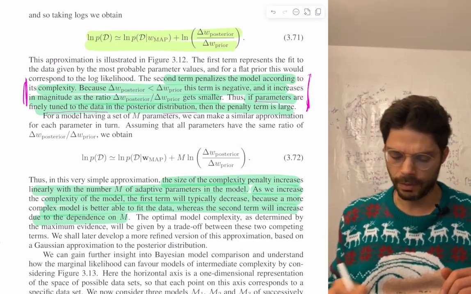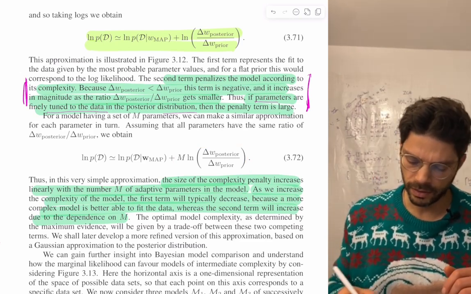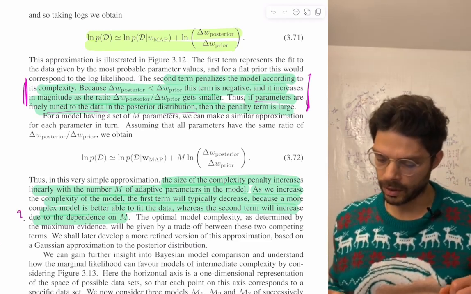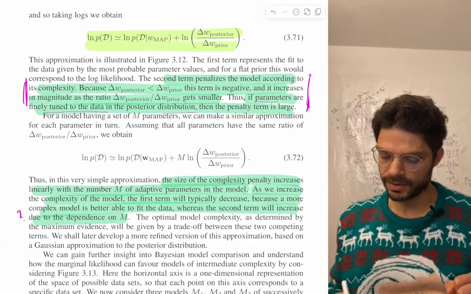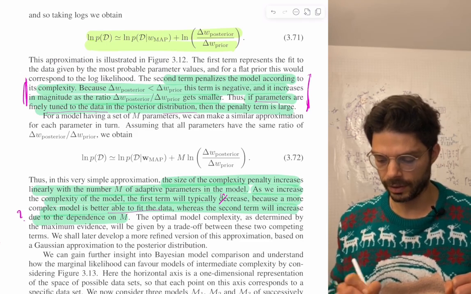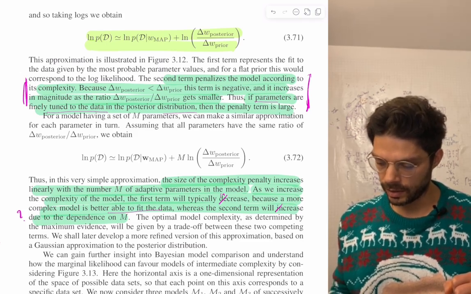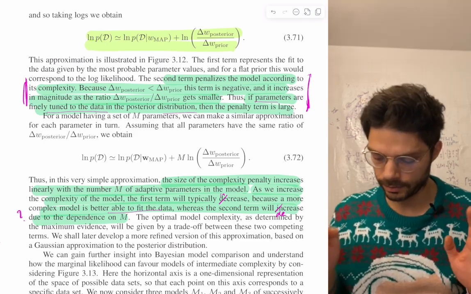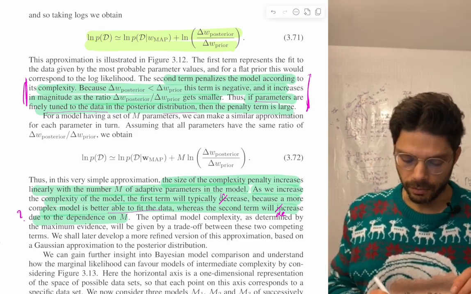So I think I'm going to put a question mark because I think he means the other way around. He means that as we increase the complexity of the model, the first term will typically decrease. This should probably be increase because the more complex model is better able to fit data, where the second term will decrease, I think. Let me know what you think as well.